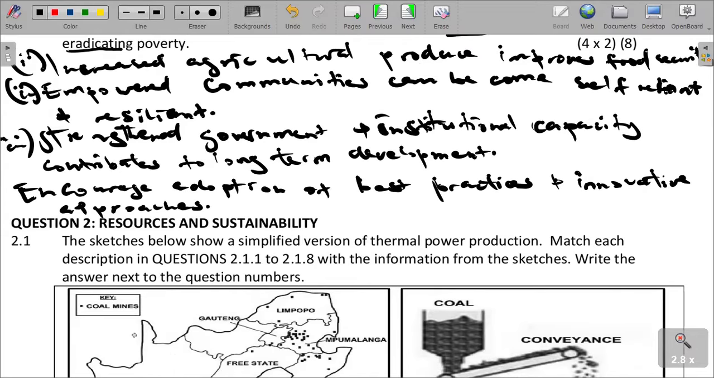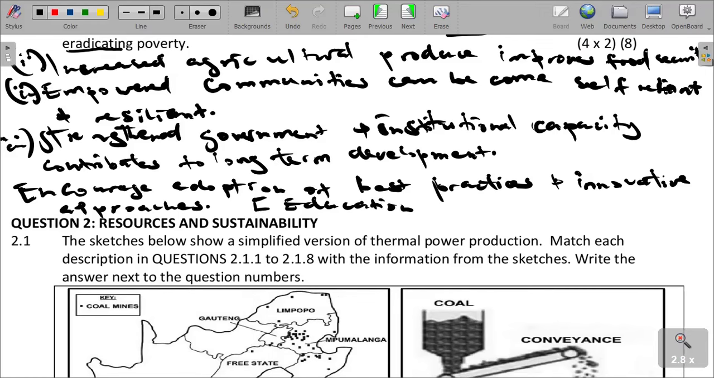And then lastly, the last one which I want to look at has to do with training and education equipping people with the skills that enhance employability and productivity. So education and training can also be a better way of eradicating poverty because people are equipped with the necessary skills in order for them to be employable and increase productivity. So education and training is the last one that we can give.